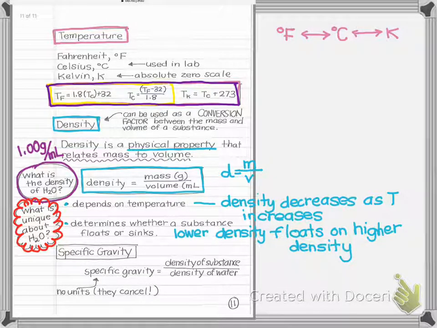Now, if you think about it, I mentioned that density depends on temperature, and normally as you get cooler, you get a higher density. So we would expect for most substances, the solid has a higher density than the liquid. But in this case, ice, solid water, has a lower density than the liquid water. And you might think, well, how would I know that? Well, ice floats on water.